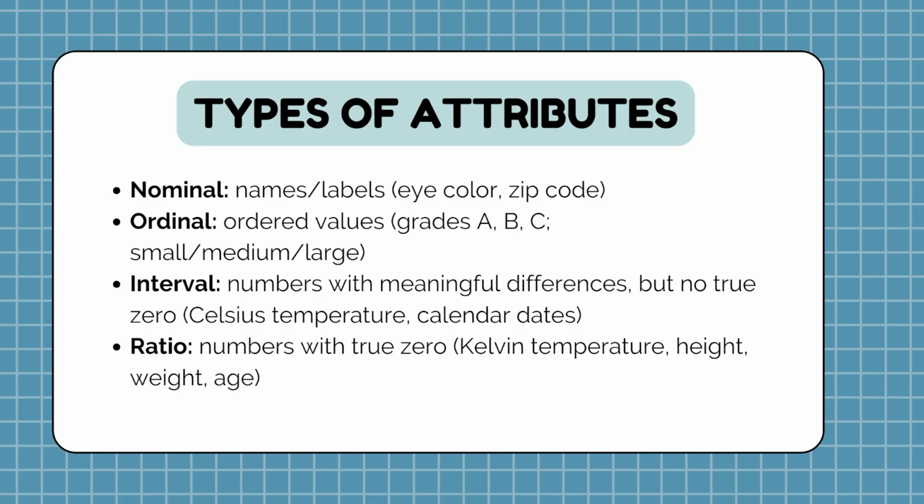And the last one is ratio, which is the most powerful. Here, both differences and ratios make sense. The 0 really means nothing. For example, height, weight, or age. If one person is 20 years old and another is 40, we can say that the second is twice as old. That works because age has a true 0.